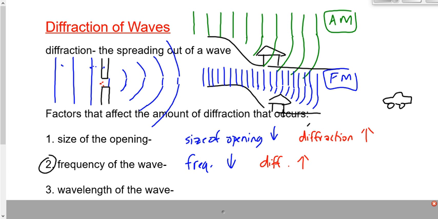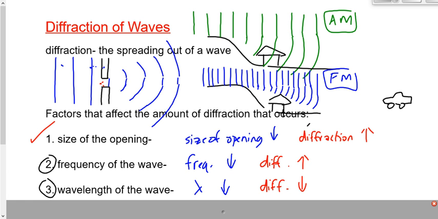Now, I always had trouble remembering how wavelength affected the diffraction as well. But the good news is, if you can remember frequency, then wavelength is just the opposite. As frequency goes up, wavelength goes down. So we would say that if you decrease the wavelength, then what effect is that going to have on diffraction? The amount of diffraction, or the spreading out, will go down. Because it's the opposite effect of doing something on frequency.